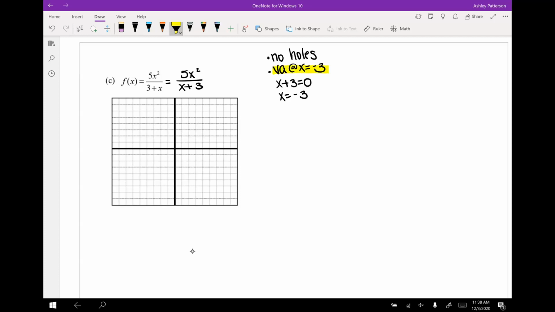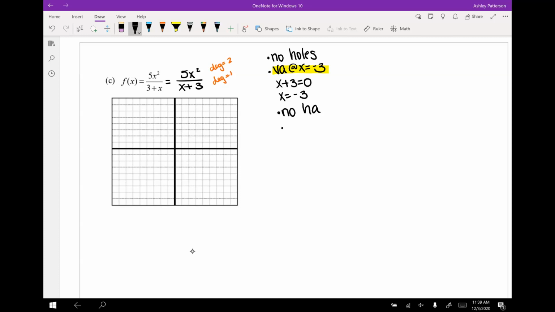The degree of the numerator is 2. And the degree of the denominator is 1. Ladies and gentlemen, there isn't a horizontal asymptote, but there is a vertical. Did I just say vertical? I meant oblique. There is an oblique asymptote. How do we know? The degree of the numerator is greater than the degree of the denominator.